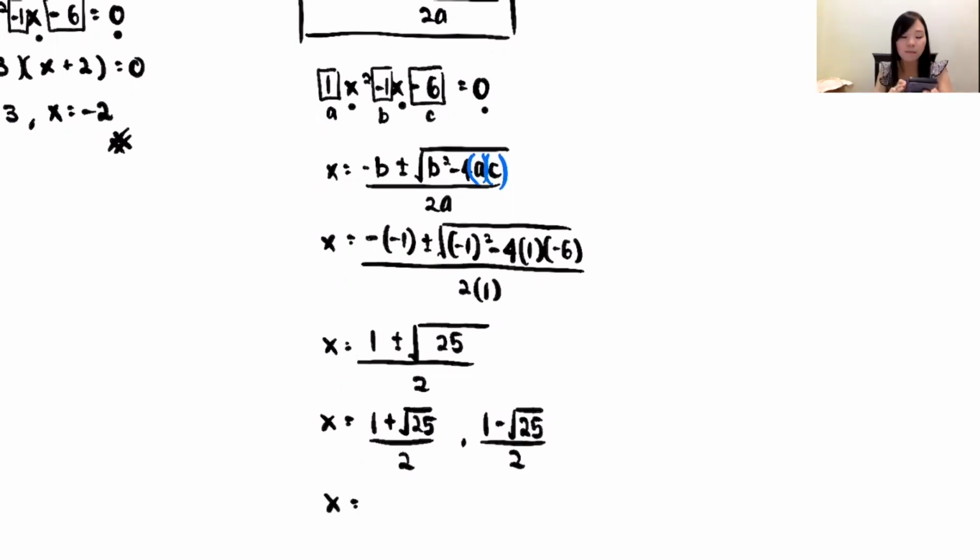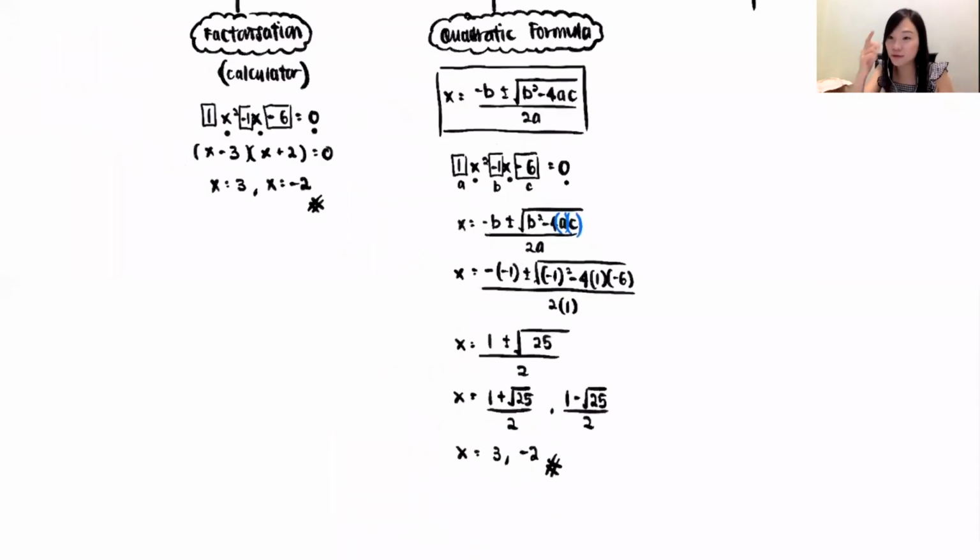I press plus: 1 plus square root 25, divided by 2, is 3. 1 minus square root 25, divided by 2, is negative 2. Yeah, my answers are 3 and negative 2. And most important, do I get back the same answer as the first method? Yes. So actually, it's just a different method, but the answer will be the same. So far, so good, guys, until this particular part.